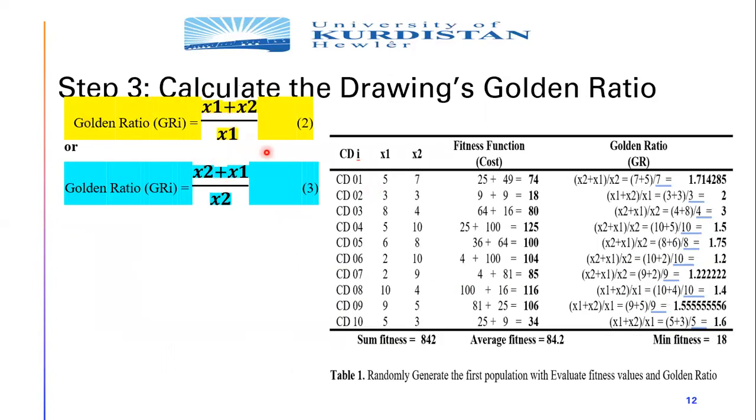These are the 2 equations to find the golden ratio. So either this or that, that's up to you. And you can randomly select them, it's fine. So they are found. Here is the golden ratio.